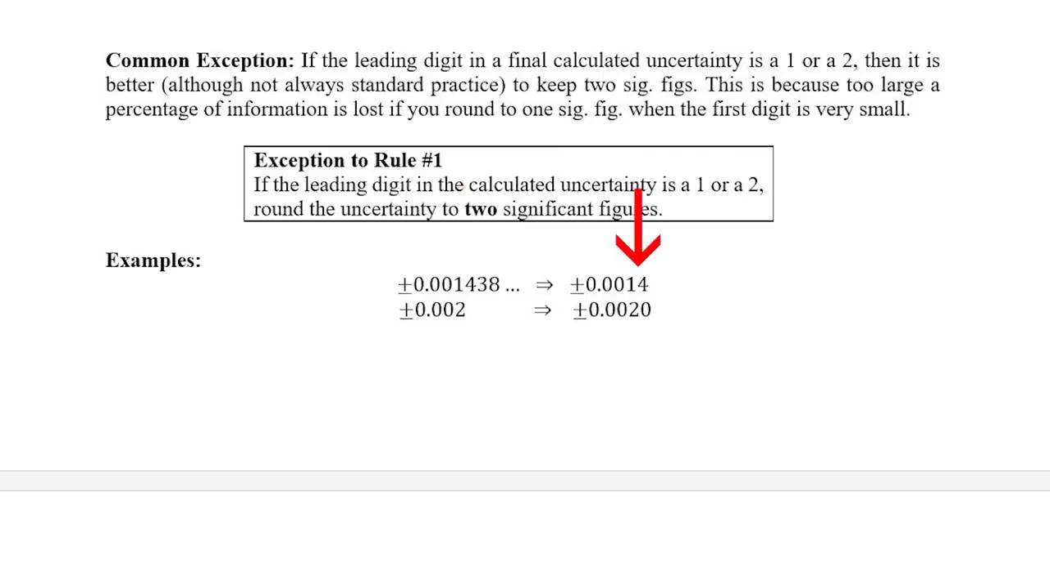So in the examples, you can see this. 0.001438 gets rounded to 0.0014. So you keep two significant figures on that uncertainty because the first digit was a 1. In the second case, you've got 0.002, and again, because that first digit is a 1 or a 2, you're going to keep two significant figures, which means you actually pad the end of it with a 0, so it becomes 0.0020. So now we've covered how to round off uncertainties. Next, we talk about how to round off the values to agree with their uncertainties.